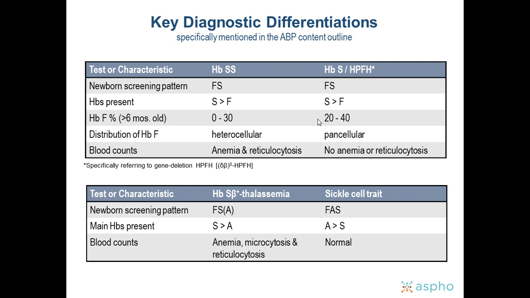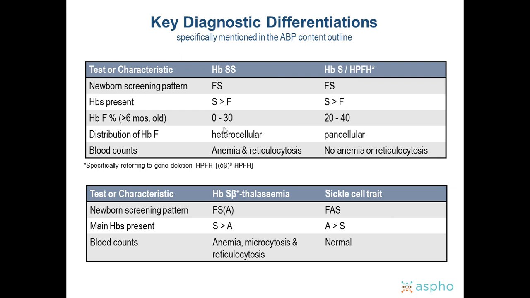Two last slides. The ABP wants you to know how to differentiate SS from S and compound heterozygosity for hemoglobin S and gene deletion HPFH. So in this state, we have on one chromosome beta S, on the other chromosome there's no beta, okay? But it's different than beta 0 thalassemia. Both newborn screening patterns will be SF. Both hemoglobins present later in life will be more S than F. But the F is variable in SS disease, but consistently elevated in HPFH.